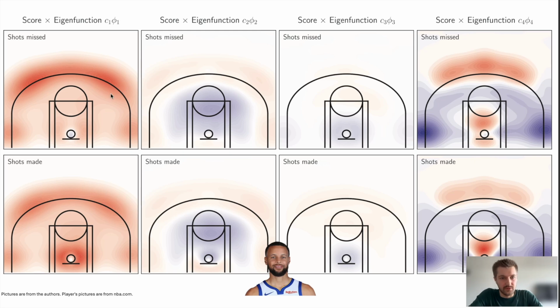So Curry shot a lot more 3-pointers than the average player. He shot less inside the 3-point line. For the third function, it's basically zero, like the average player. And for the fourth one, he really shot in the middle of the court and way less on the wings.